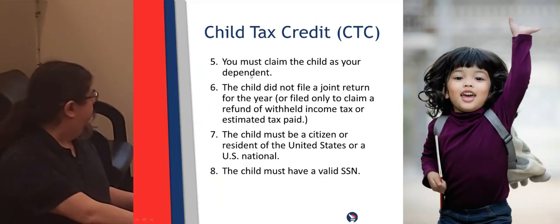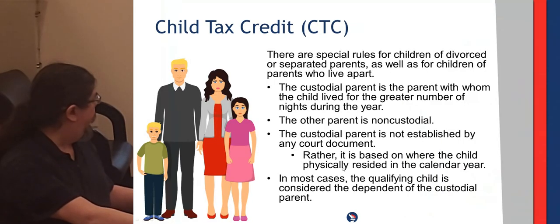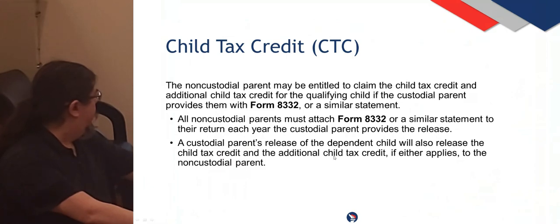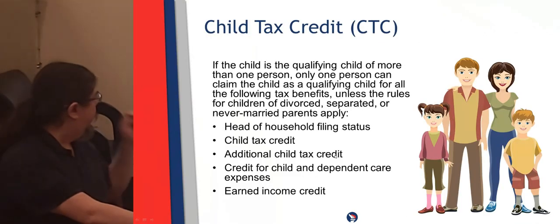You must claim the child as your dependent. The child does not file a joint return. With this exception, the child must be a citizen or resident of the United States or a U.S. national, and they must have a valid Social Security number. Okay, we'll skip the exception, the 8332.